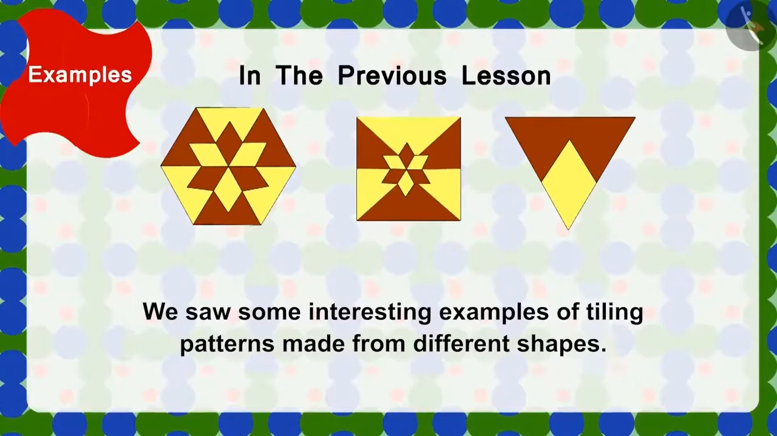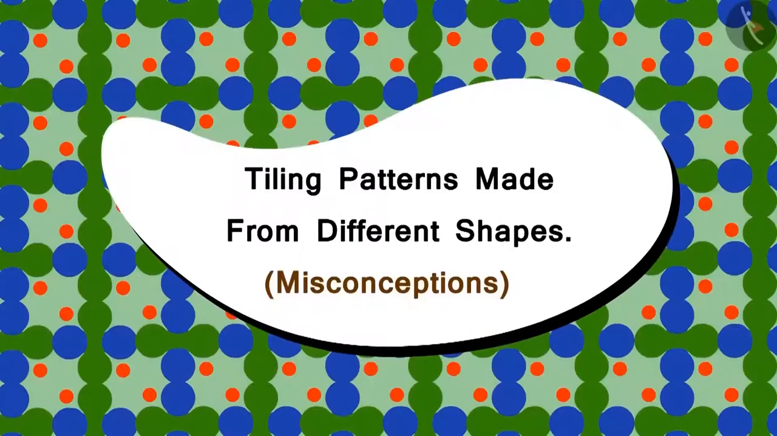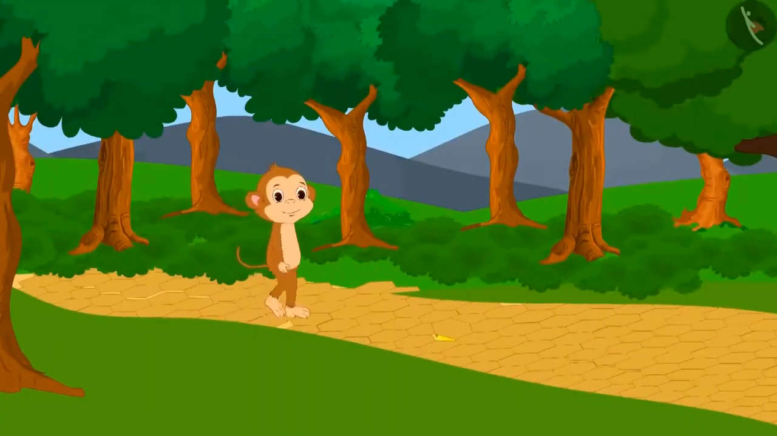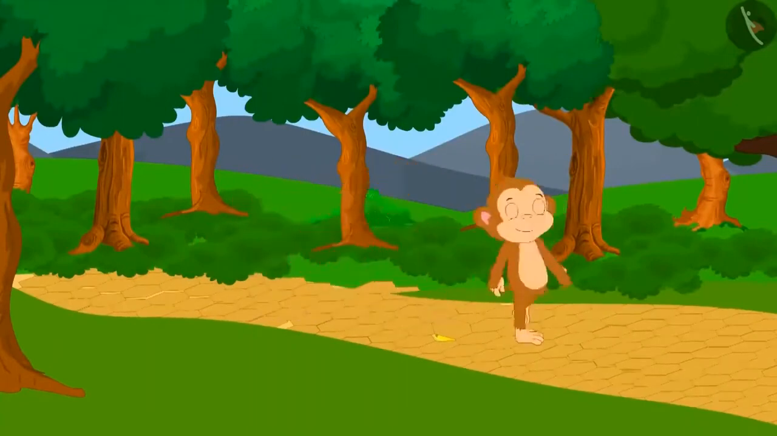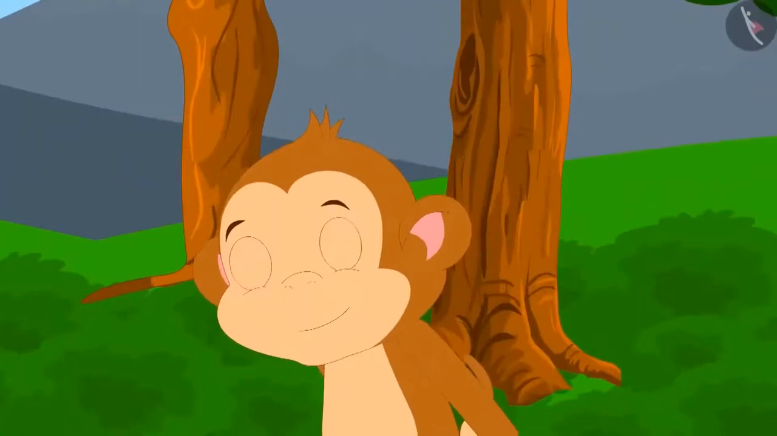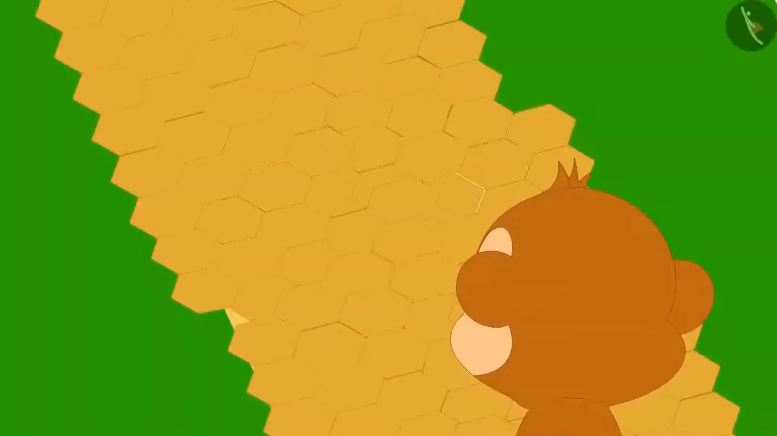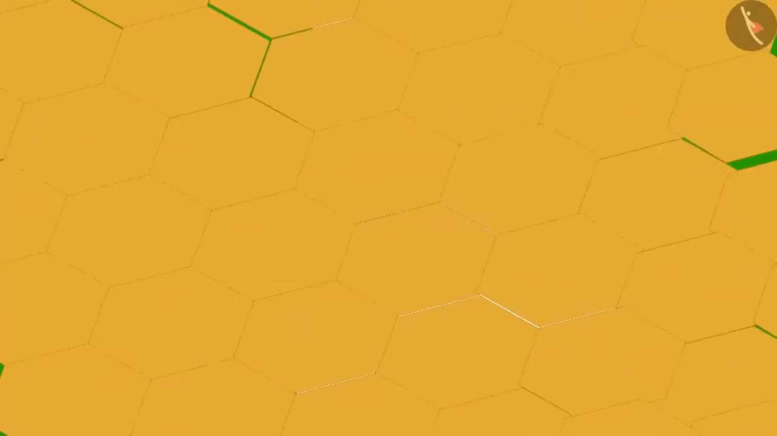In the previous lesson, we saw some interesting examples of tiling patterns made from different shapes. In this lesson, we will cover some misconceptions related to this. One day, Babban was going home. On the way, he stumbled upon something. When he looked down, he saw that one of the tiles of the floor was raised. The tiles made a pattern like this.